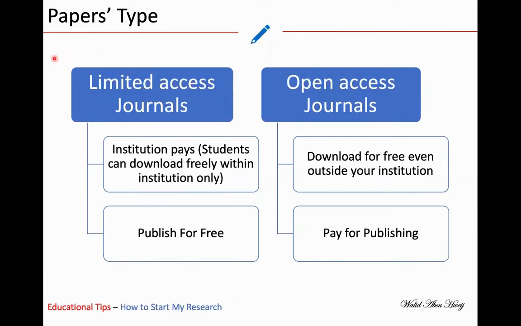In the limited access journal, the institution has to pay, in which students can download freely only within the institution. The main advantage of this type of journals is that students can publish for free. On the other side, the open access journal allows a student to download for free even outside their institution. However, they have to pay for publishing.